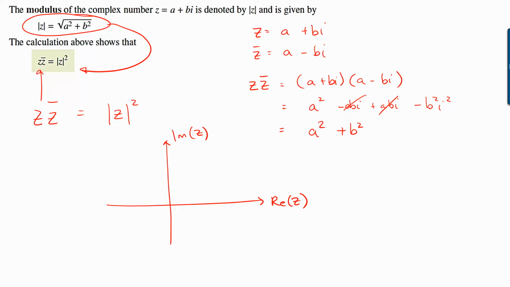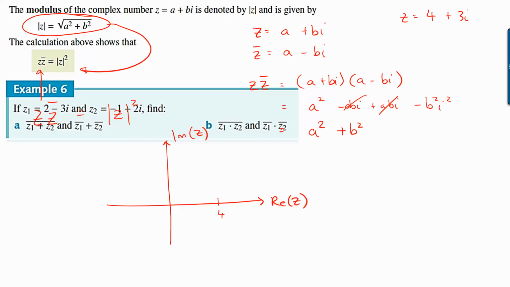Now when we say a, b, i, let me give you an example. Let's say z was equal to 4 plus 3i. What this implies is you're saying I've got 4 as my real value. So 4 is my real value. And I've got 3 as my imaginary value. So my imaginary value is 3. Therefore, I'm talking about this coordinate here.